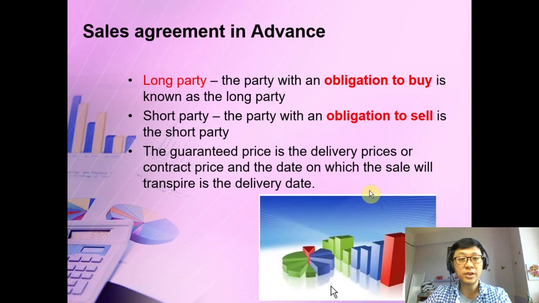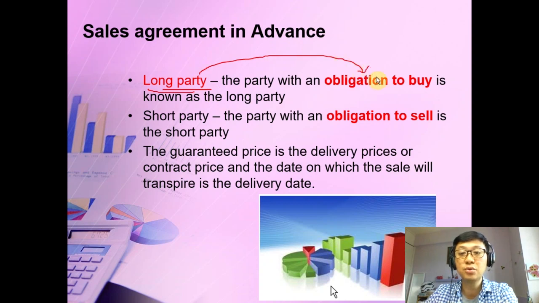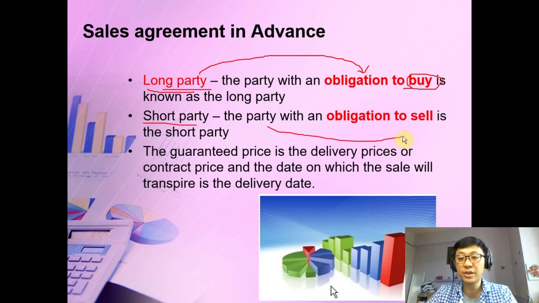Right. So in forward contracts, we'll be looking at the long party. What is a long party? The long party is the one with the obligation to buy. Long usually refers to the one that is going to buy at a fixed price. The short party is basically the selling party. Usually it's short for sell, long for buy.